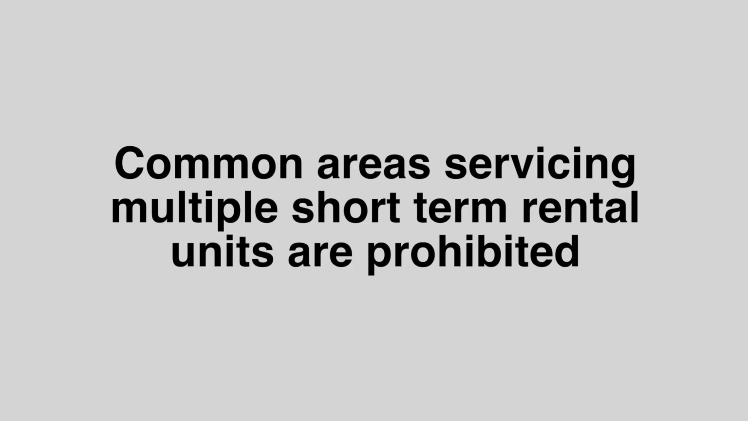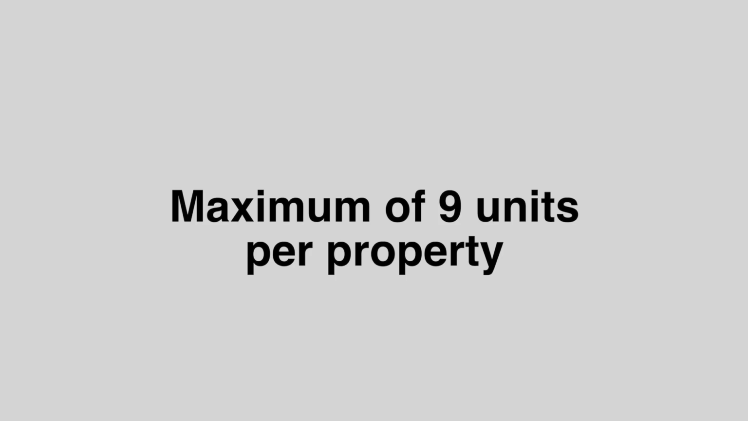Except for the driveway, any common areas or areas servicing more than one short-term rental on the lot are strictly prohibited. You may not advertise the short-term rental on the exterior with a sign. And lastly, no more than 9 units may be converted to short-term rentals on any single lot. So while you don't have to live on the property and you can operate a short-term rental, it is extremely hard. Still with me? Because there's more.